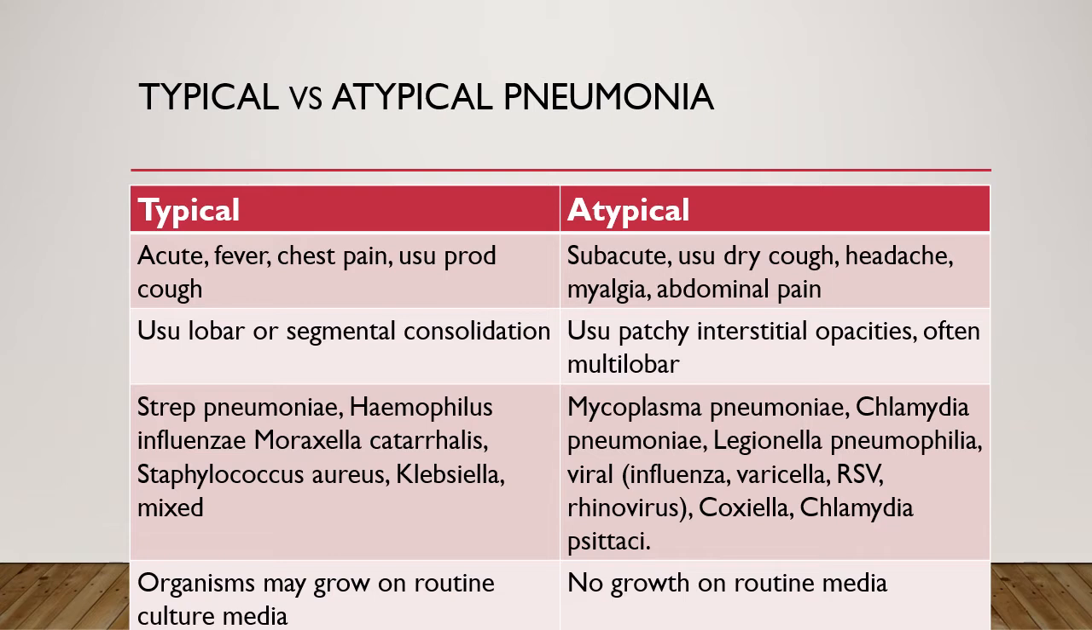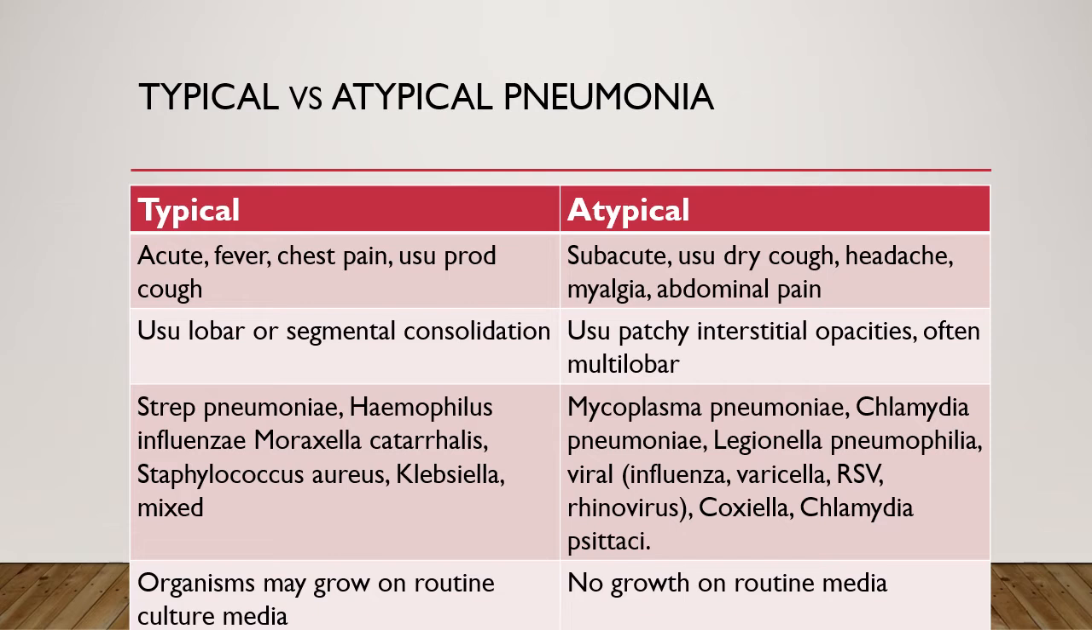So a typical pneumonia usually shows lobar or segmental consolidation on chest X-ray, whereas an atypical pneumonia shows patchy interstitial opacity, and often the opacities are multilobar. So there's infiltration in the interlobular septa, which leads to interstitial opacities.